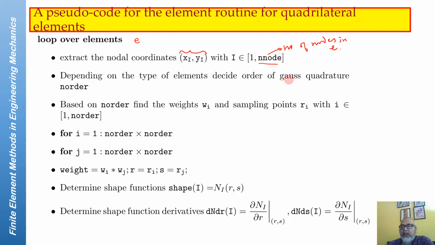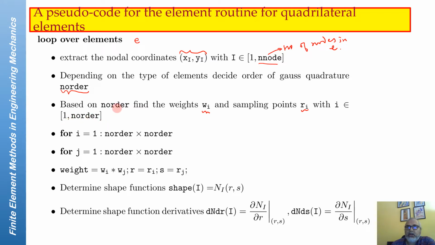Depending on that, you will have to choose the order of Gauss quadrature, which we call n order. Once you have chosen an order, you go to the table of 1D Gauss quadrature points and figure out what are the Wi's and the Ri's, the weights and the sampling points, with i going from 1 to n order.